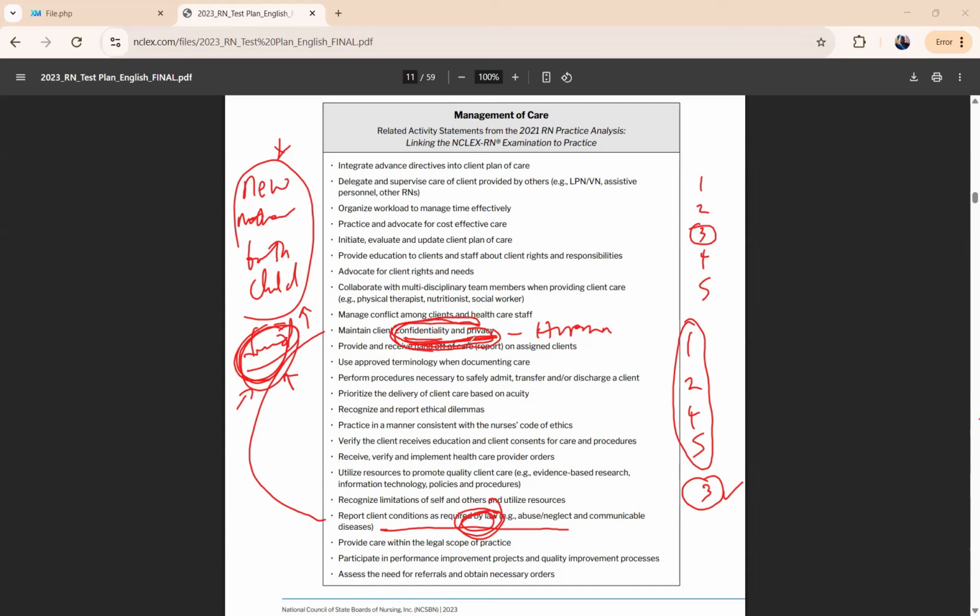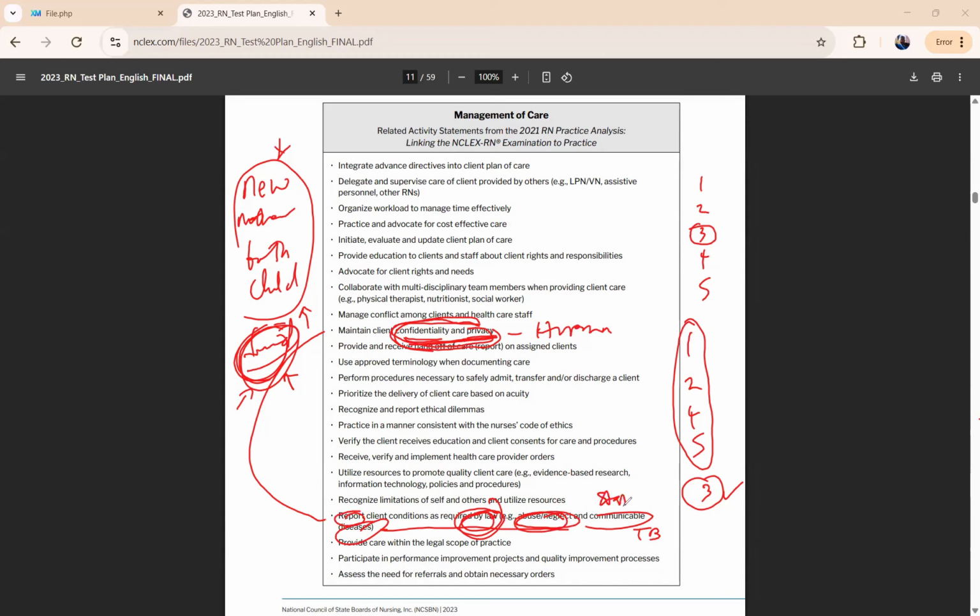But there are things that you are going to see about your client that you don't keep confidential. You don't keep abuse confidential. You don't keep communicable disease confidential, such as TB. You report all these things. All these things I'm saying you need to report. Look at what the NCLEX is saying. You need to report them.